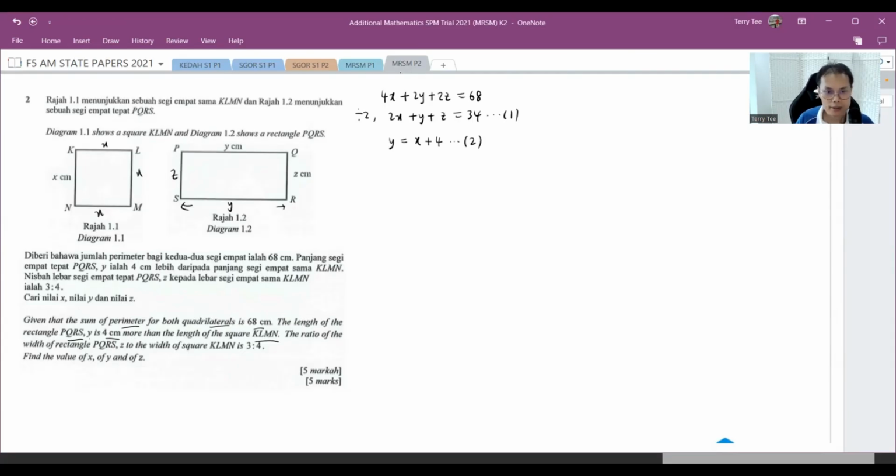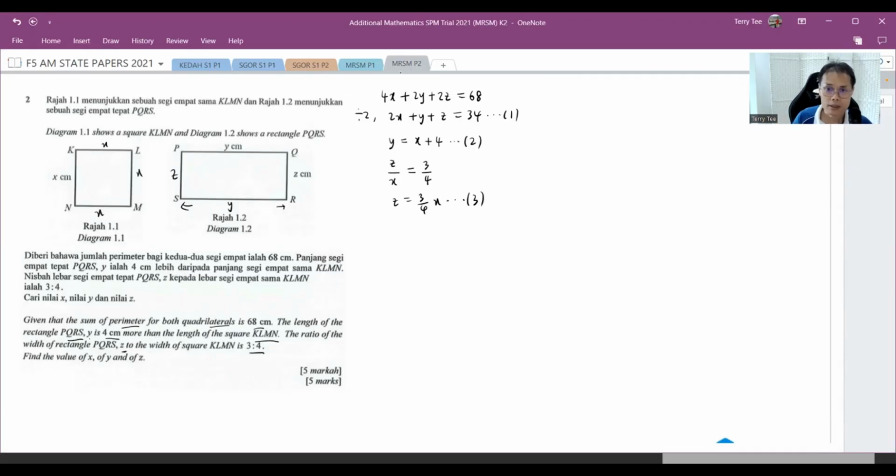So the third equation is this: the ratio of the width of the rectangle, z, to the width of the square, which is x, is 3:4. So the width of the rectangle is z, and the width of the square is x. Now we don't write in this form. Not to say you can't, you can. This is 3/4, but straight away we can write in the form of proportion. Proportions are basically two equivalent fractions. So z over x must equal 3/4. So I think we can make z the subject, right? So your z is now 3/4 x. That will be your equation number 3.